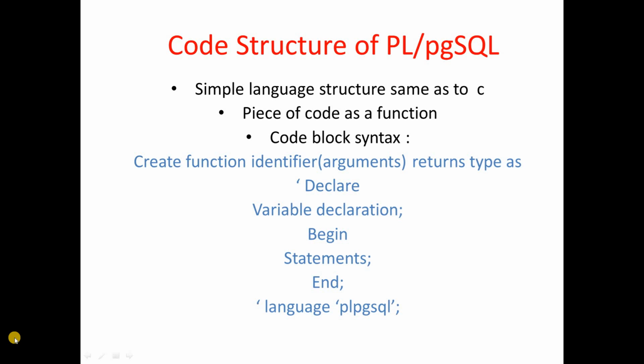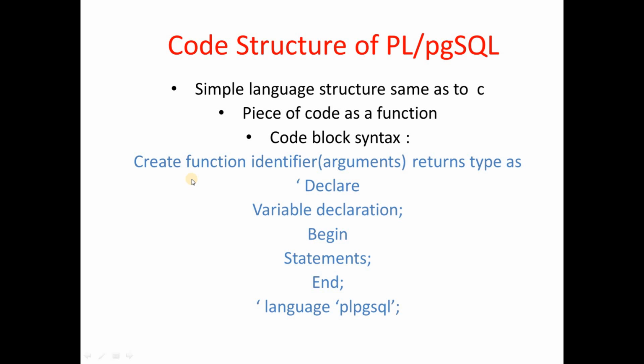Every piece of code, or every SQL query, is considered a function. We saw in the previous video that when multiple SQL queries, more than two, are executed at a time, that piece of code is known as a function in plpgSQL. So in plpgSQL, every SQL statement or programmatic statement acts as a function. Look here at the code block syntax for plpgSQL, or how to write a function in plpgSQL.